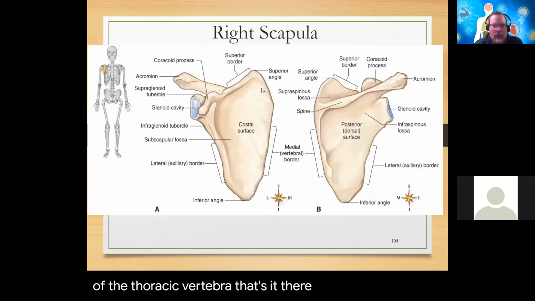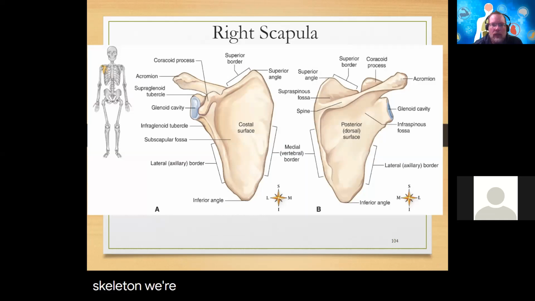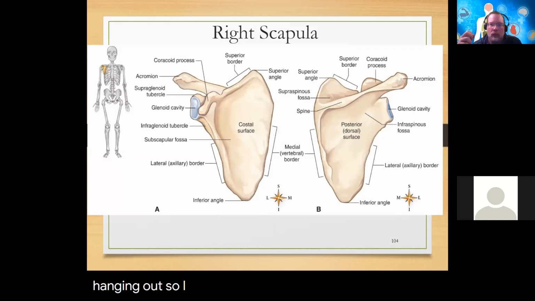That's it there. I just want to talk about a couple things real briefly with the appendicular skeleton. We're getting toward the end, believe it or not. So I do want to spend a few minutes popping up visible body and mainly the assignment, discussing that a little bit. And remember, next Tuesday and Thursday, I'll be in here hanging out. So I'll probably go through joints a little bit. I don't think I'm going to have time to really talk much about joints. I kind of have already, but there are a couple specifics that I do want to discuss.